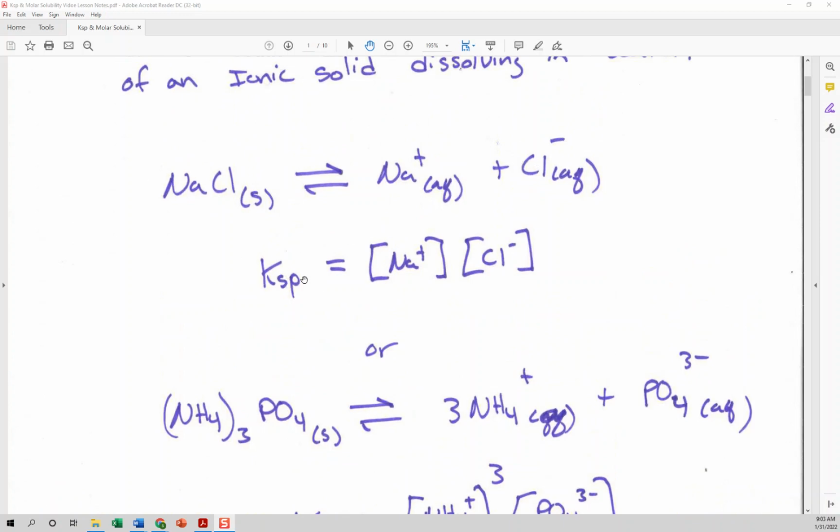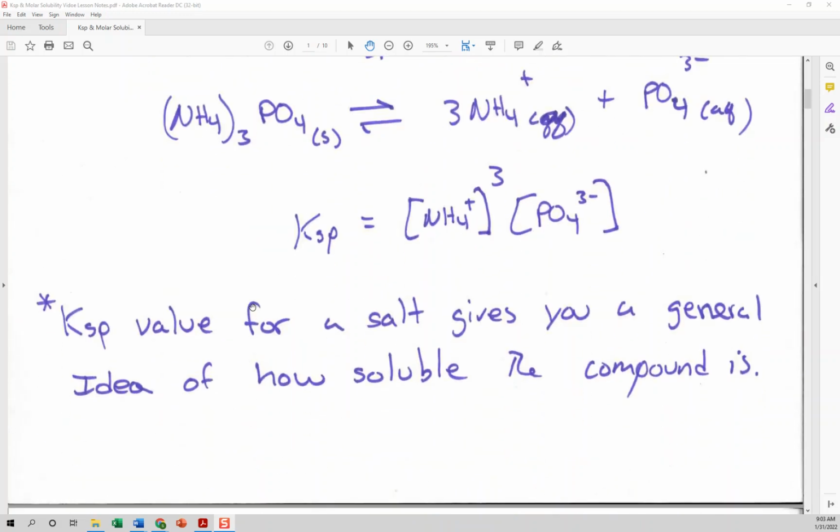The higher this value ends up being, the more ions you have in your solution, or the more this dissolves. The lower this K value, the less this dissolves and the more the solid is favored. So what KSP gives you is a general idea of how soluble a compound is. The greater the KSP, the more it will dissolve at that temperature. The smaller the value of KSP, the less it will dissolve at that temperature, and the less favorable that process would be.